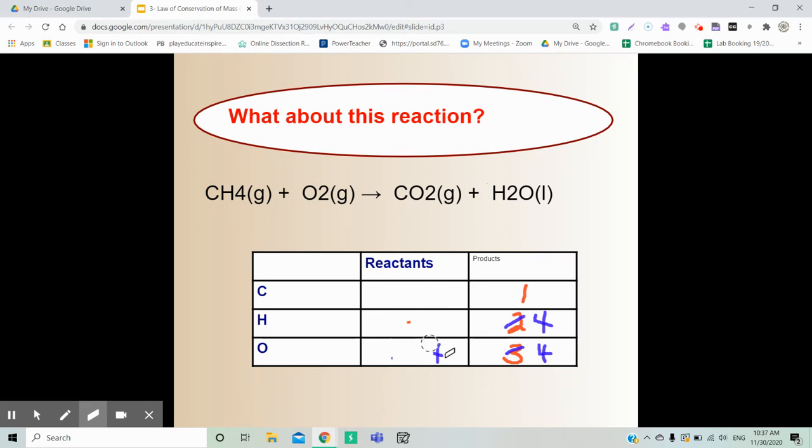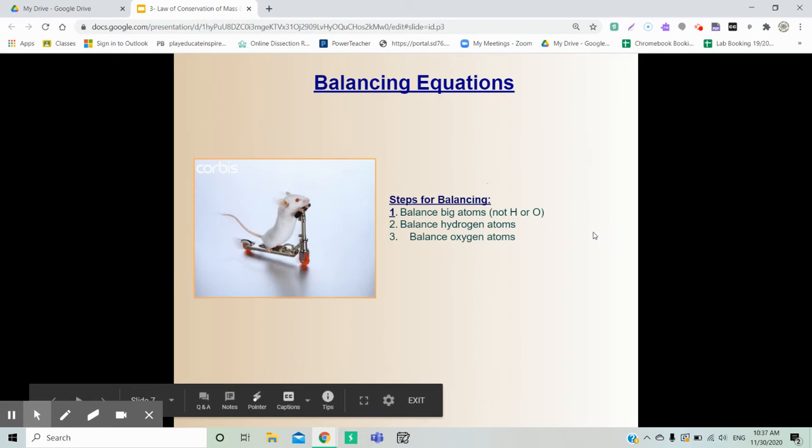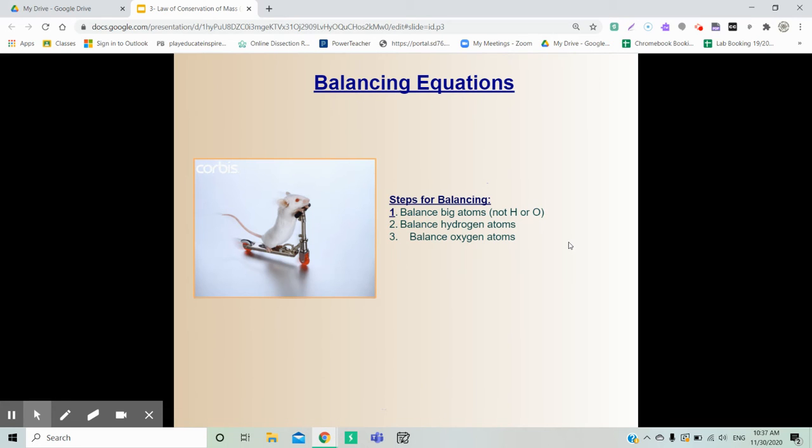Now, we show this in the process of balancing. So we balance chemical equations to help us understand how to keep products and reactants the same. In balancing chemical equations, we always want to do big atoms first. So essentially, anything that isn't hydrogen or oxygen. So start with the big things, carbons, nitrogens, fluorines, bromines, whatever. Then we want to balance our hydrogen atoms. Then we want to balance our oxygen. So these are the rules you are going to follow as we try to balance chemical equations.